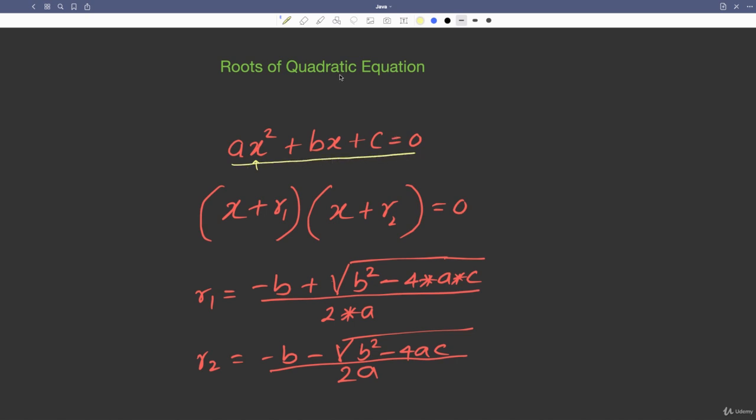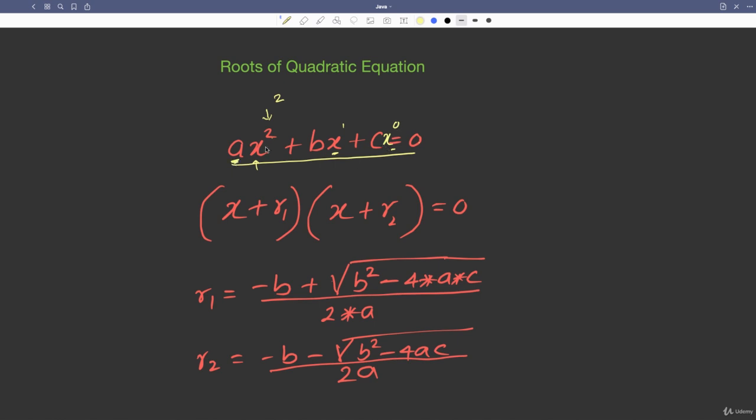So what is quadratic here? Highest power is 2, degree 2 is called a quadratic equation. And it is called an equation because it is equal to 0. So a quadratic equation will have three terms, one with x power 2, one with x power 1, and the third one with x power 0. Anything power 0 is 1, so we don't write x power 0.